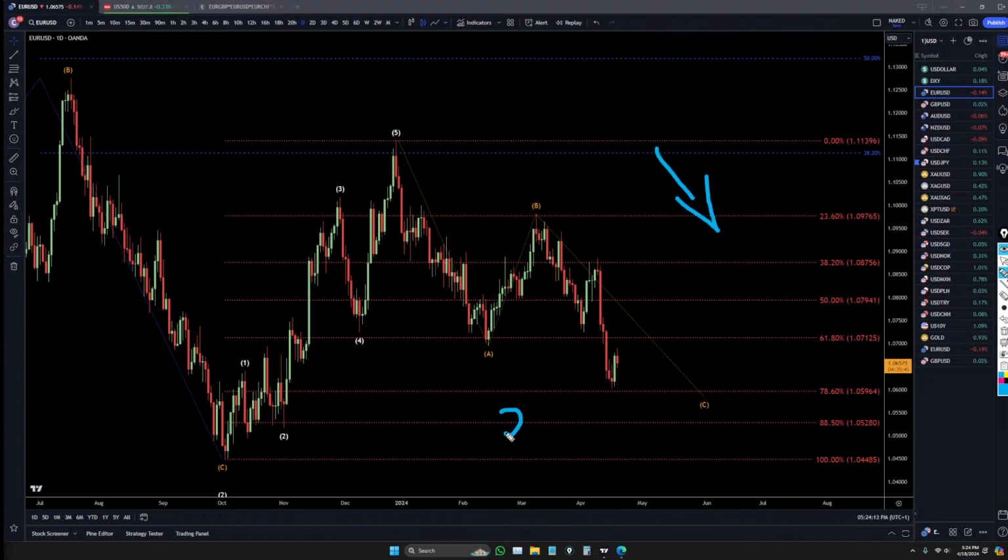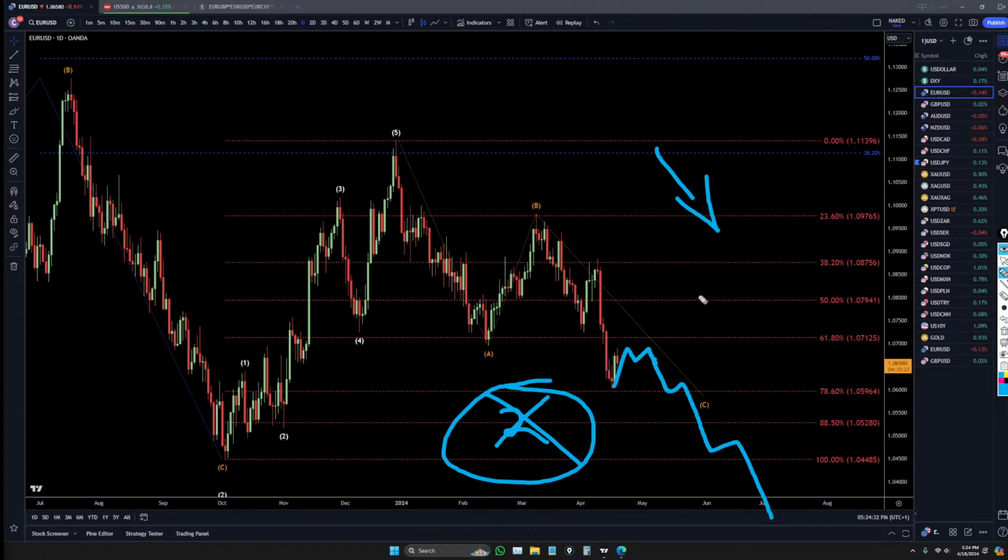So if I'm wrong about this being a wave two, and the next time it goes down I go short, and it doesn't do this, then I'm going to hold my short. And if it does this and it goes down and it invalidates this as a wave two, I'm going to be wrong about my Elliott wave analysis, but I'm going to make more money being wrong about my Elliott wave analysis.